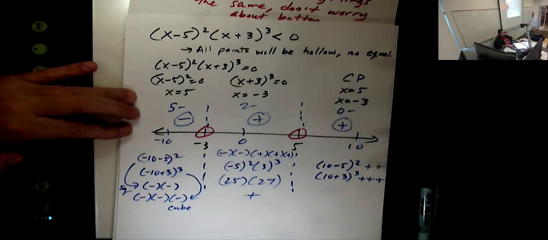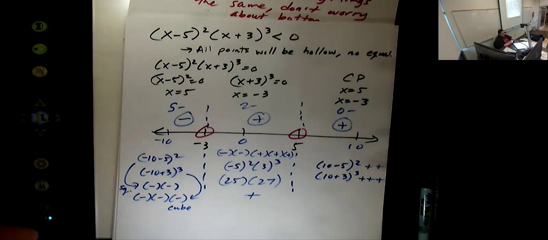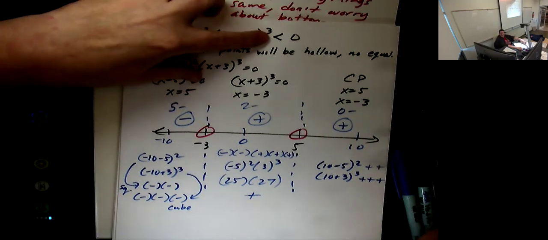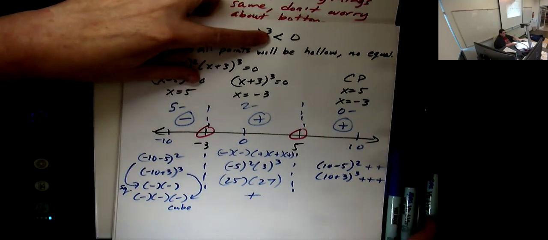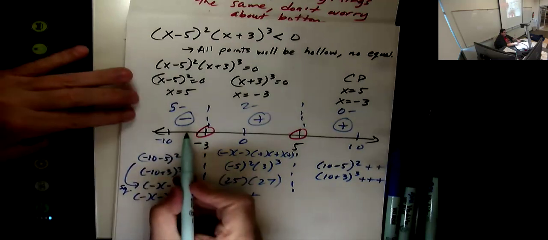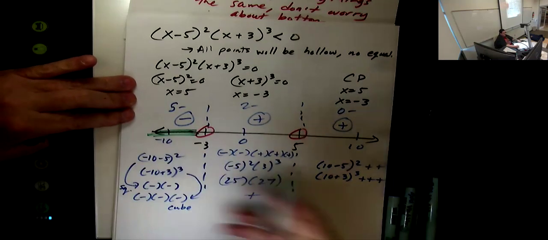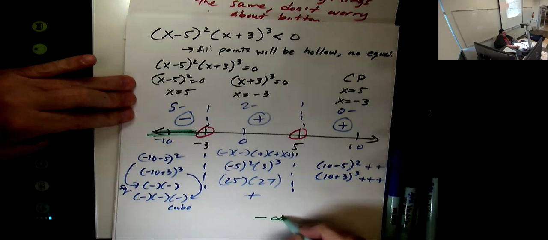So notice it didn't change signs. We only wanted negative regions. So the only region that applies is this, and my answer would be -∞ to -3.